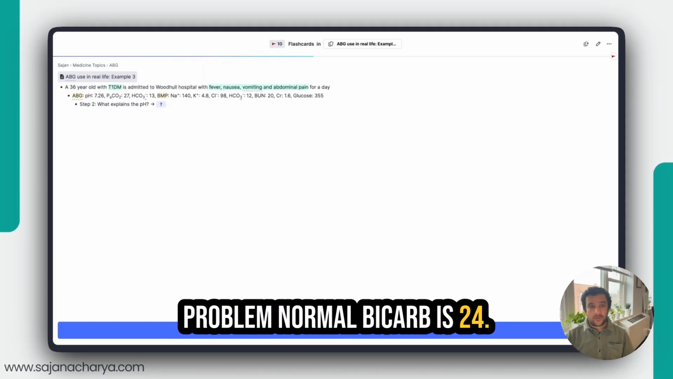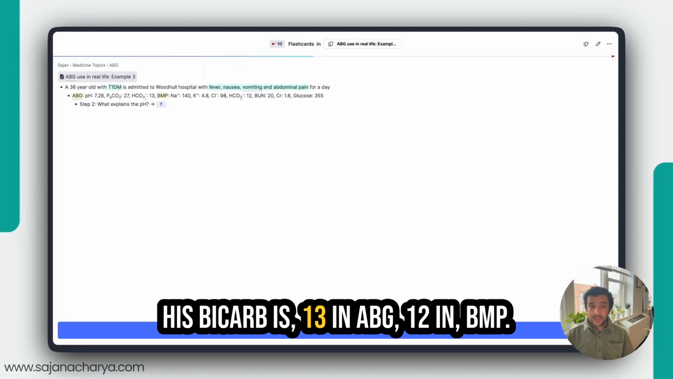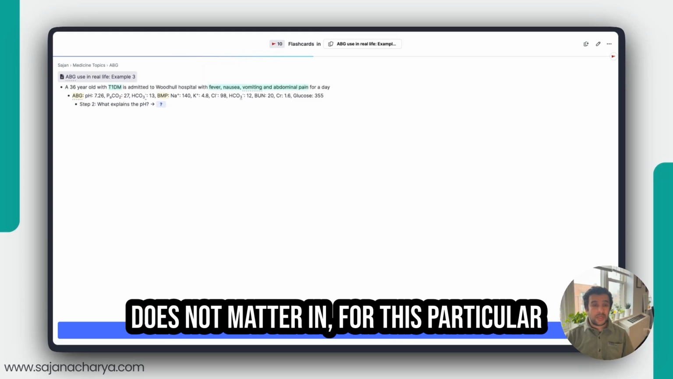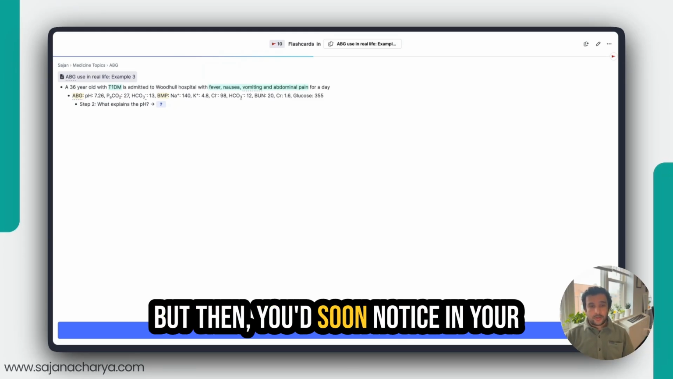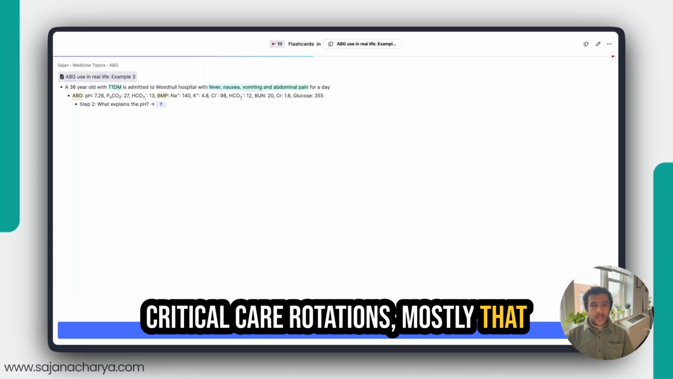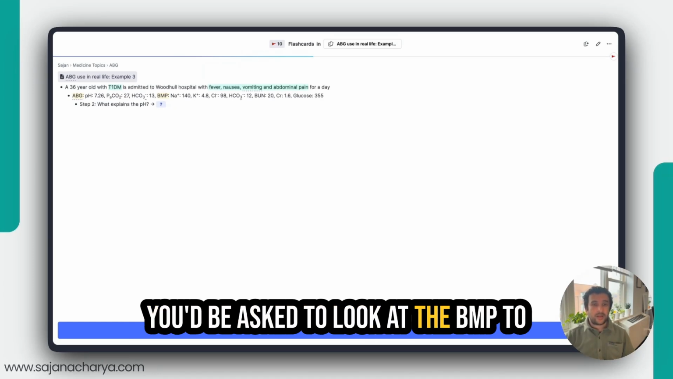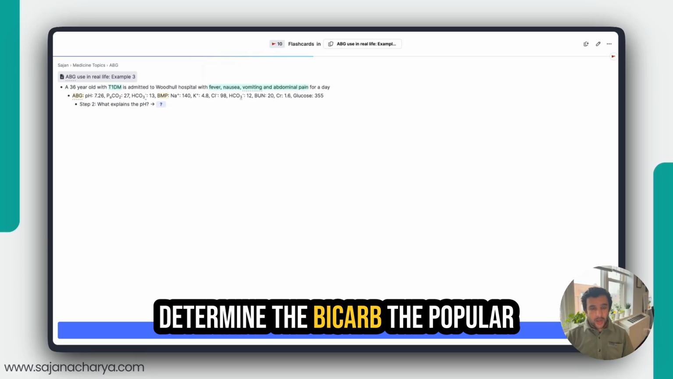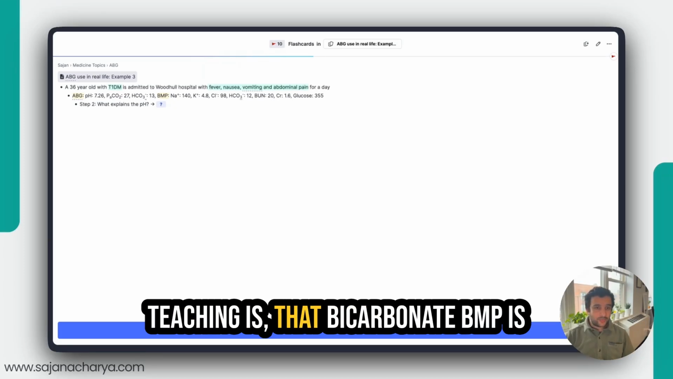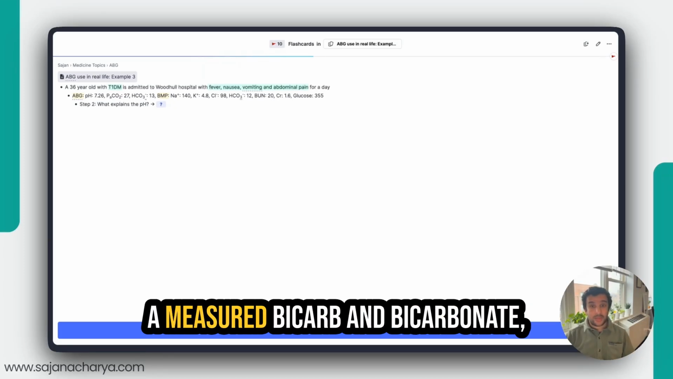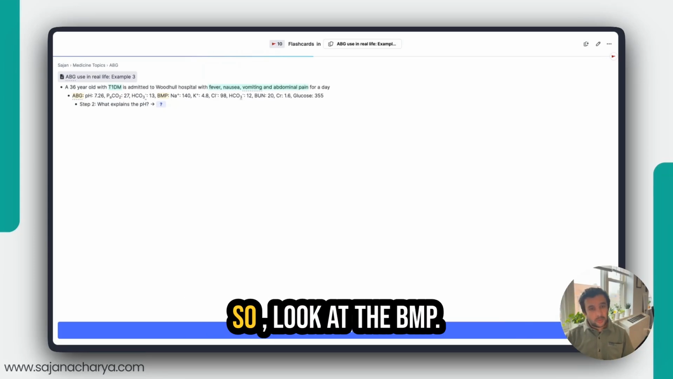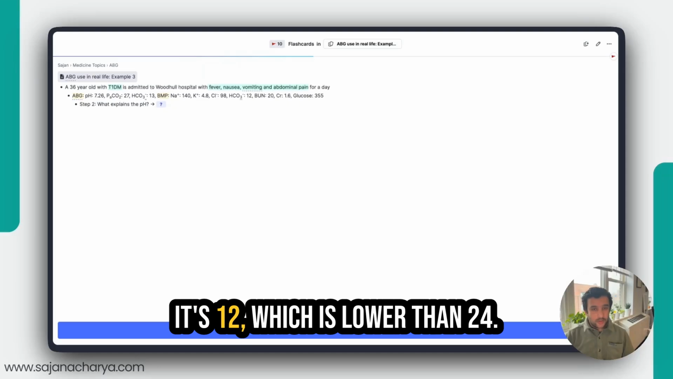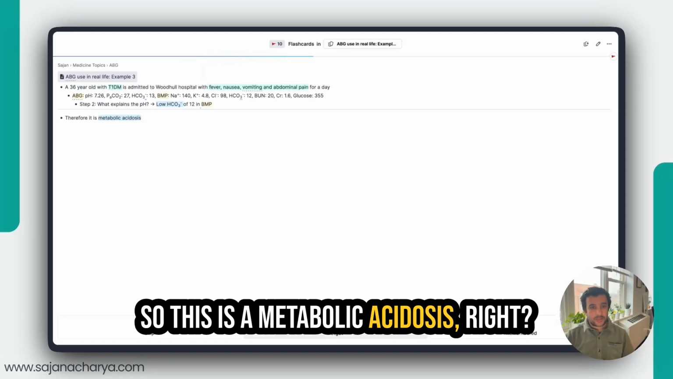Normal bicarb is 24. His bicarb is 13 in ABG, 12 in BMP. It does not matter for this particular case, but you'd soon notice in your critical care rotations mostly that you'd be asked to look at the BMP to determine what the bicarb is. The popular teaching is that bicarb in BMP is a measured bicarb and bicarb in ABG is a calculated bicarb. So look at the BMP, it's 12, which is lower than 24. So this is a metabolic acidosis, right?